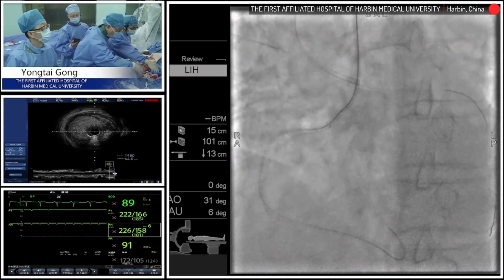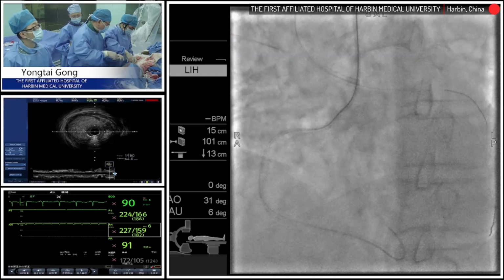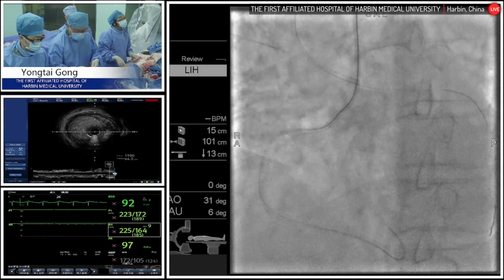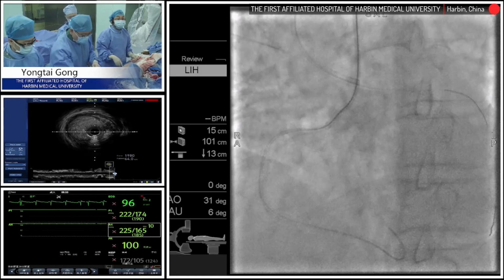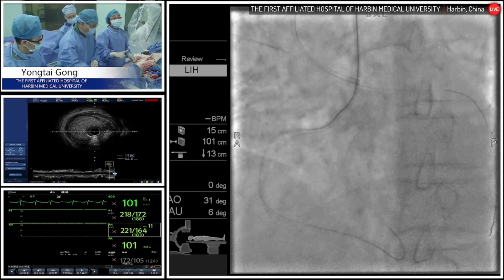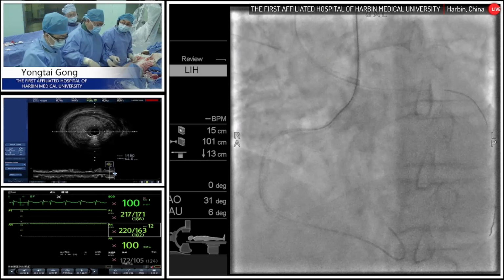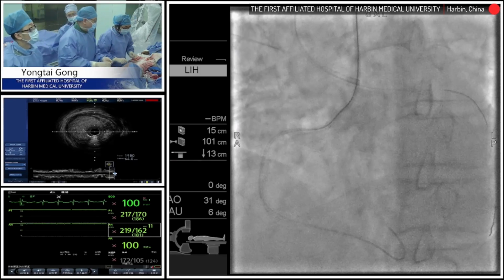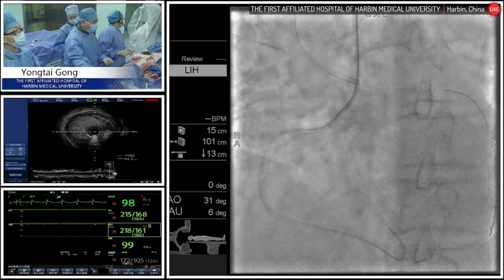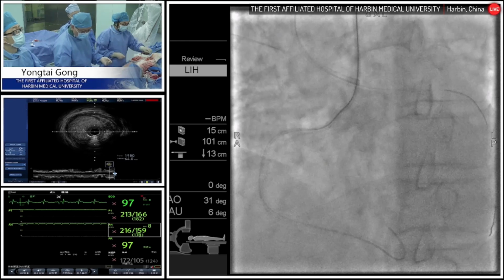The third question is whether there are any CTOs for which you do not use contralateral injection. I think this is a very interesting one. Contralateral injection is very important information. In this case, antegrade injection is important for the antegrade procedure, while contralateral injection is key to showing the distal part of the CTO segment and checking the collateral flows.